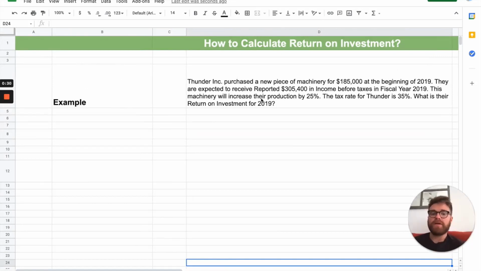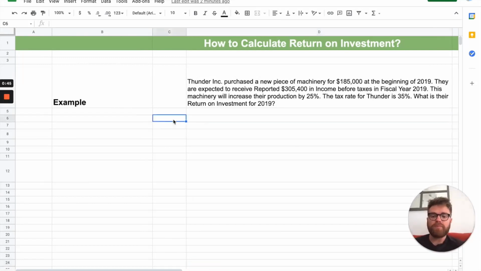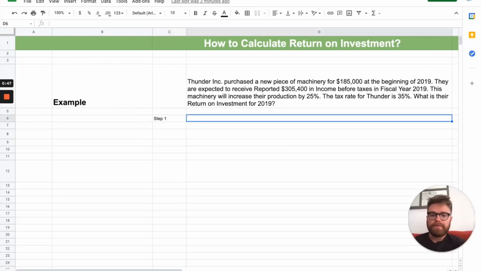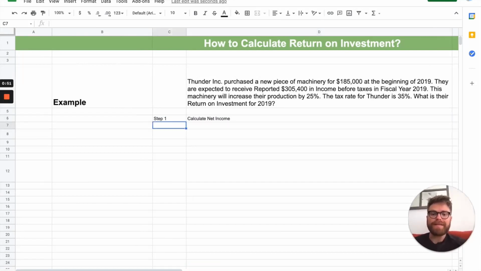This machinery will increase their production by 25%. The tax rate for Thunder is 35%. What is their return on investment for 2019? So just for 2019, let's focus on that here. Now, the first thing you have to do, so this is step one, is we have to go ahead and calculate net income.